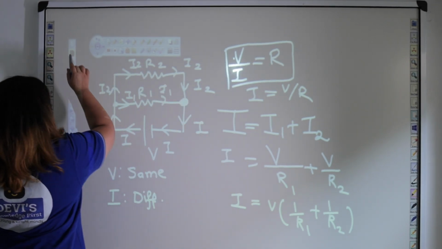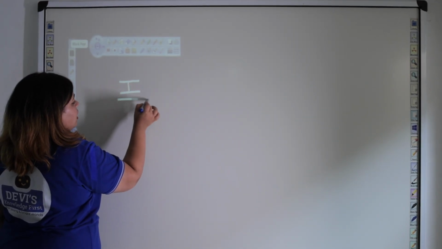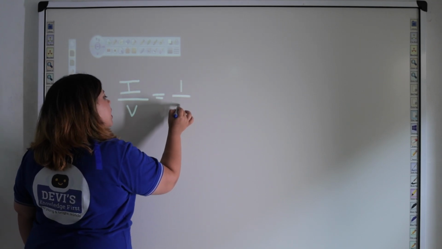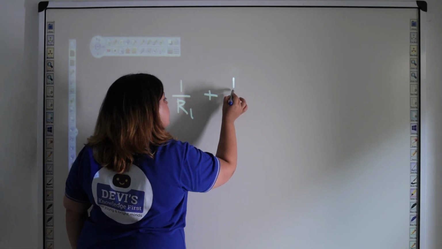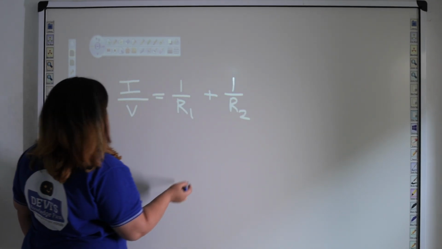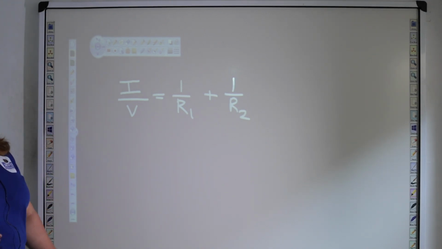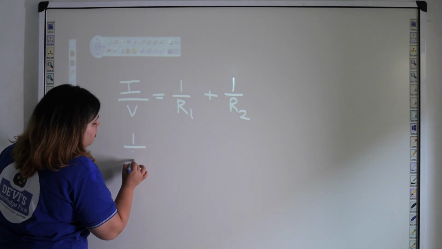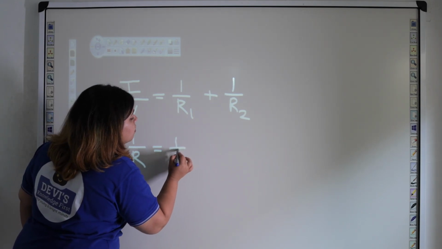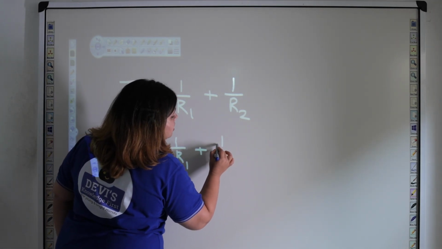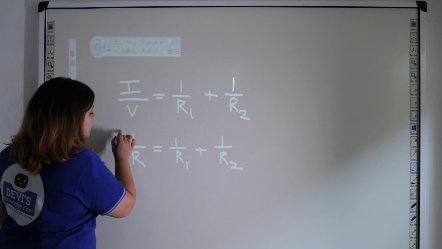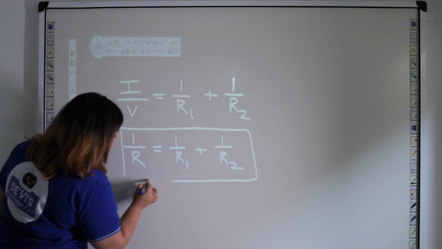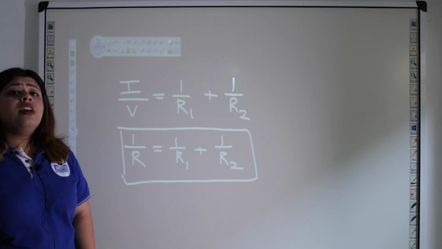Now I'm going on the next page. So I by V is nothing but 1 by R1 plus 1 by R2. What is I by V? We know V by I is supposed to be R. I by V is 1 by R. So 1 by R is equal to 1 by R1 plus 1 by R2. So this is your equivalent resistance for a parallel circuit.